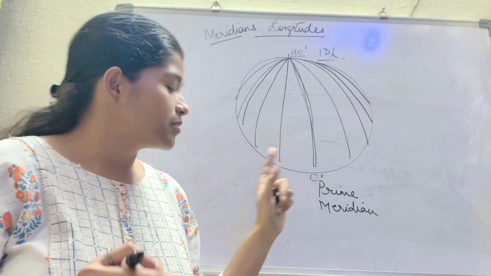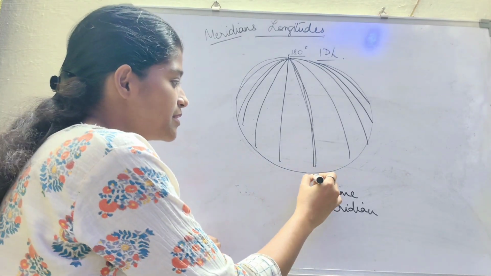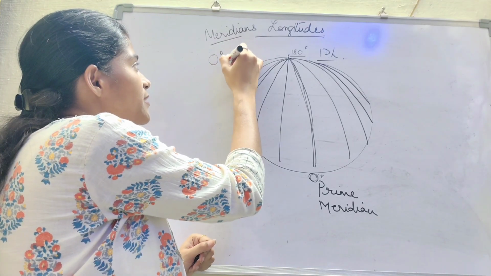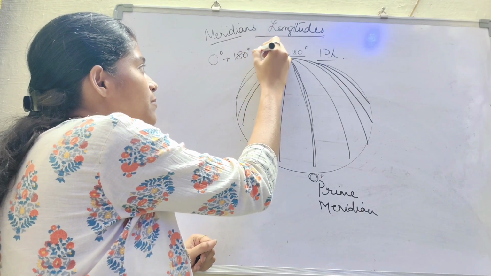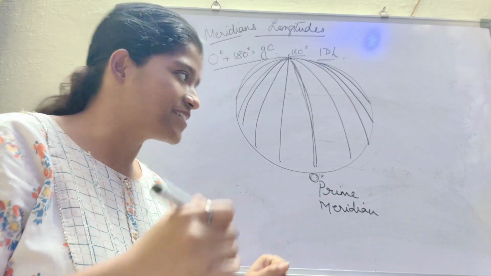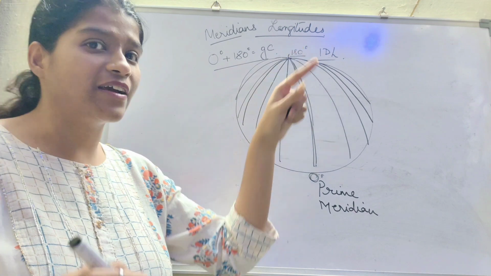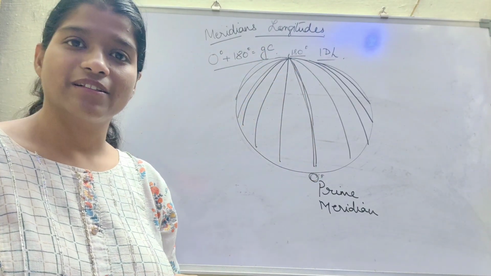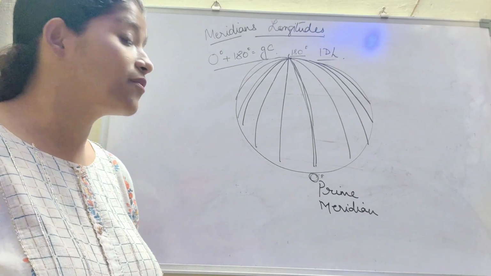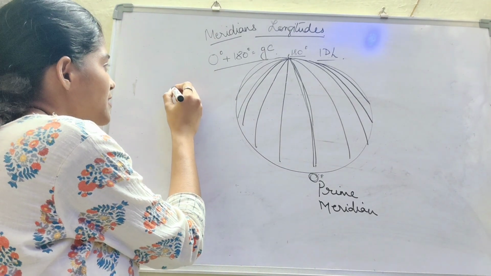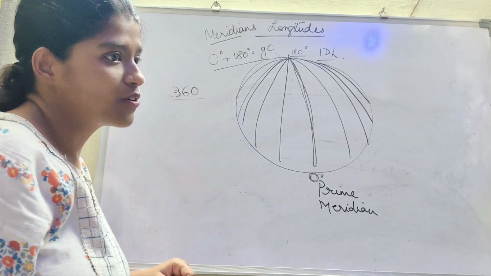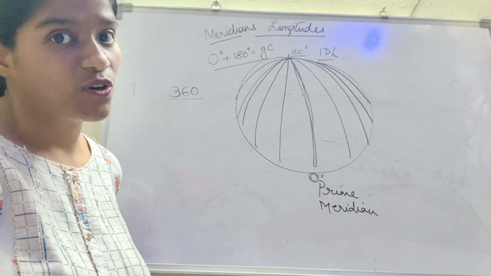One more important thing you have to know is that the 0 degree line together with the 180 degree line makes up the great circle. The 0 degree line and 180 degree line together make up a great circle. So how many lines of longitude are there? There are 360 lines of longitude, or 360 meridians of longitude.